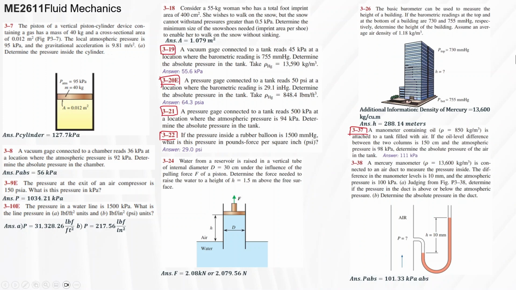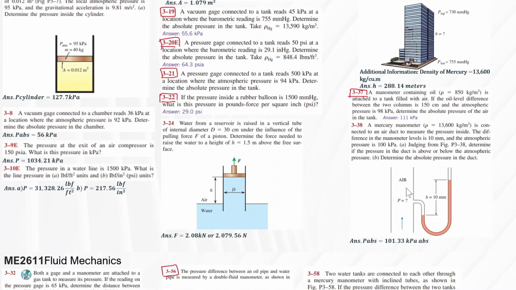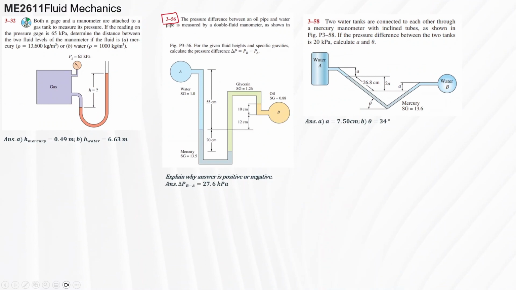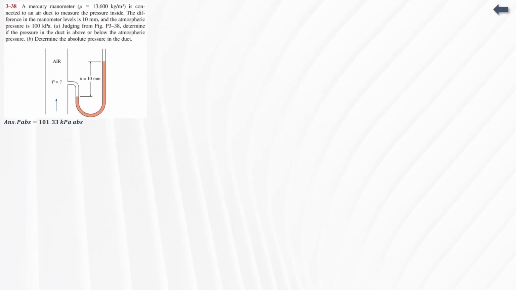Okay, and then the last problem for the first page is the mercury manometer being shown. For the mercury manometer, there's a density of 13,600 kilogram per meter cube. It's connected to an air duct to measure the pressure inside. The difference in manometer levels is 10 millimeter and the atmospheric pressure is 100 kilopascal. Judging from the figure below, determine if the pressure in the duct is above or below atmospheric pressure. And then B, determine the absolute pressure in the duct.